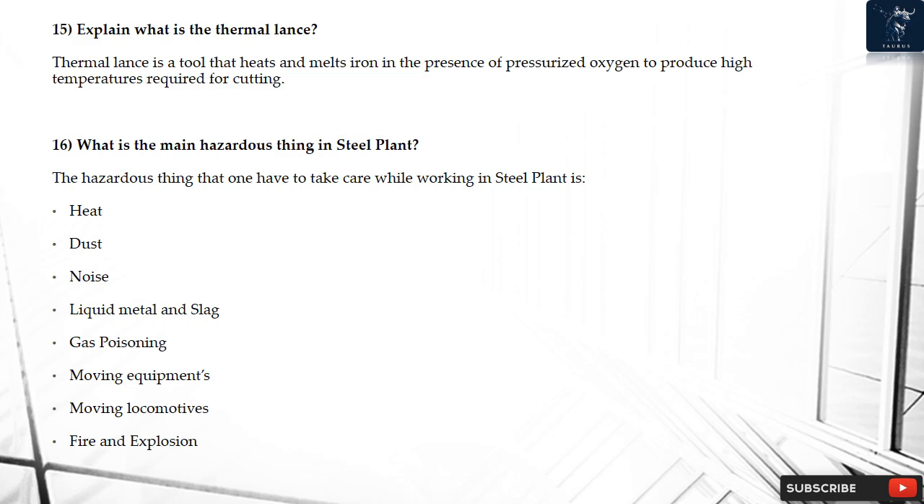16. What are the main hazards in a steel plant? The hazards one has to take care of while working in a steel plant are heat, dust, noise, liquid metal and slag, gas poisoning, moving equipment, moving locomotives, fire and explosion.